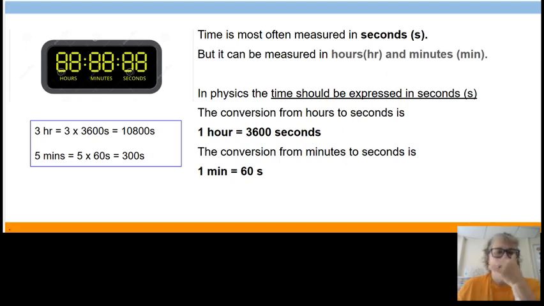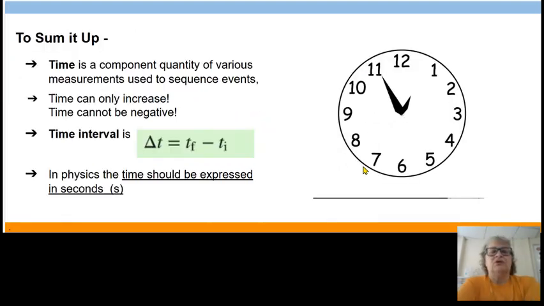Okay. All right. So to sum it up, time is a component quantity of various measurements and it's used to sequence events. Okay. Time can only increase and time cannot be negative. Time interval is delta t, and that's equal to the ending time minus the beginning time. And then in physics, the time should be expressed in seconds.